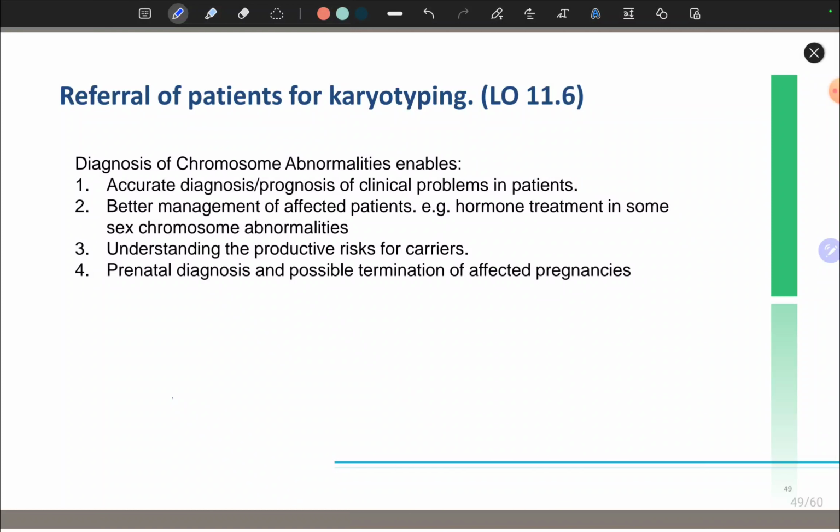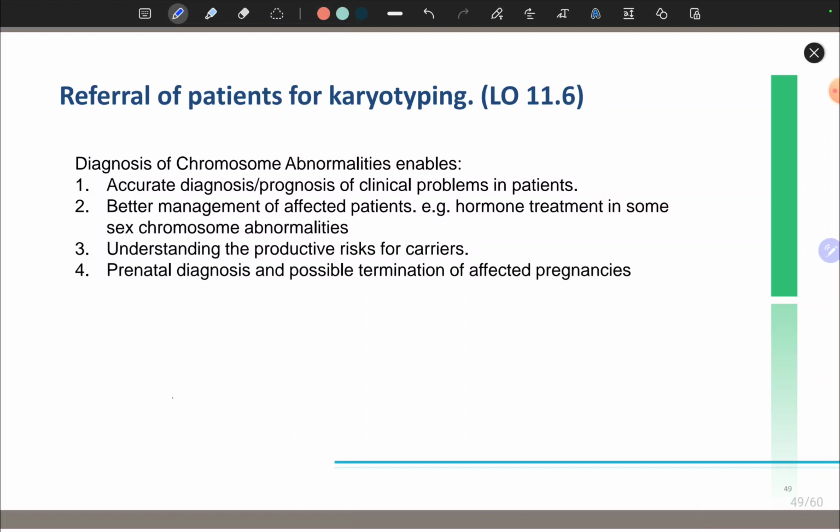So the diagnosis of chromosomal abnormalities enables first accurate diagnosis. You diagnose, you know the condition, and also you know the prognosis, and we expect the future of that patient. If he is Down syndrome, we expect that he will not live more than 45 years old. If he is Edward, and this is this. So this is prognosis of clinical problem in the patient.